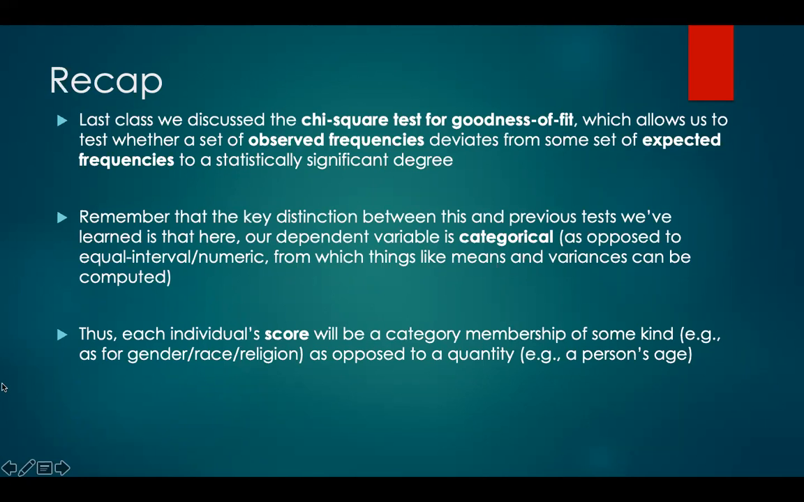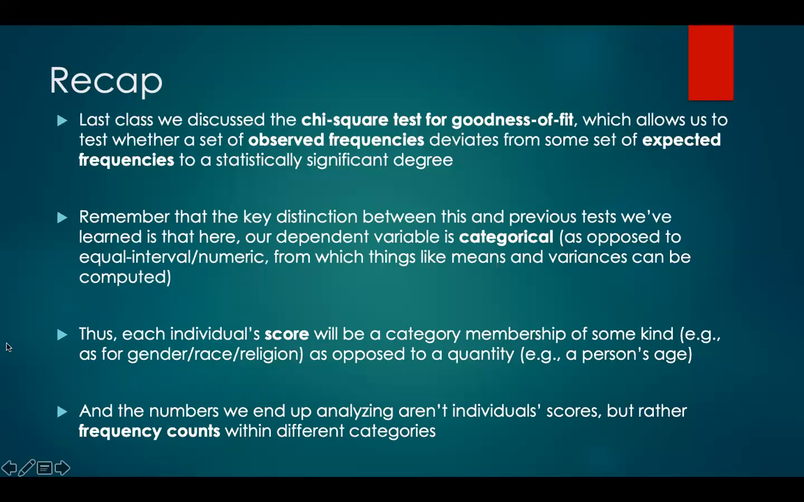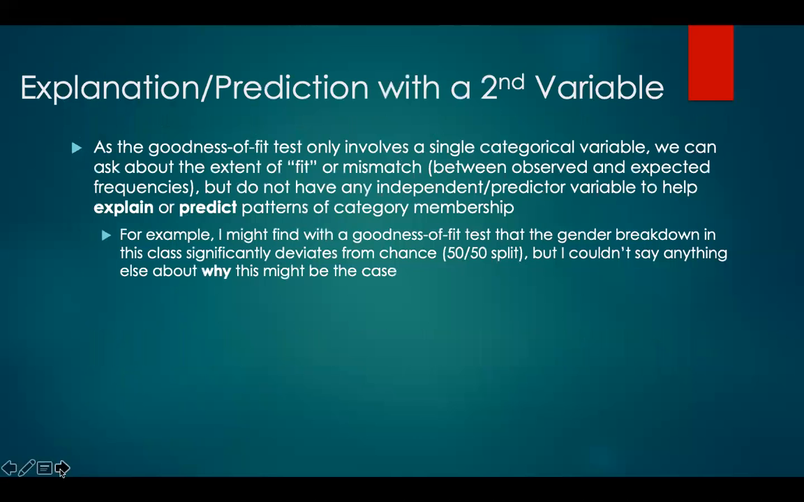Thus, each individual score will be a category membership of some kind, for example, as for gender, race, or religion, as opposed to a quantity, like a person's age. And the numbers we end up analyzing aren't individual scores, but rather frequency counts within different categories.